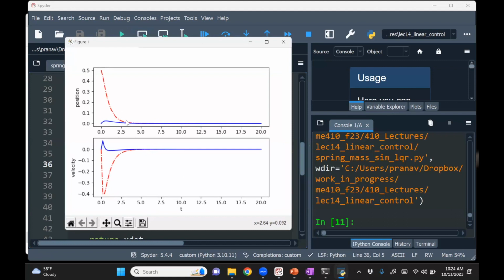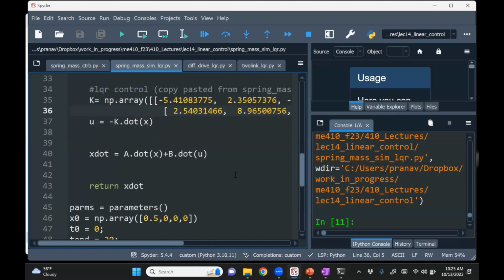And now you see that in about 2.5 seconds, the 0.5 became 0. For the velocity, the blue one is the second mass, which was 0, and its velocity didn't matter much, but here the velocity went from minus 0.5 to 0. So this is what the control gives you. It helps you to stabilize the system quickly. And this is only LQR. You could also do that with pole placement.